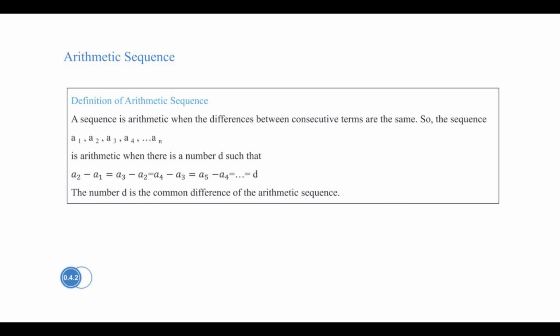Now we're looking at arithmetic sequences. An arithmetic sequence is a sequence where the difference between each pair of consecutive terms is the same. The repeated difference is called the common difference, and we usually write it as d. For example, if every term increases by 3, then the common difference is 3. If every term decreases by 2, the common difference is negative 2. So arithmetic sequences change by adding or subtracting the same number each time.